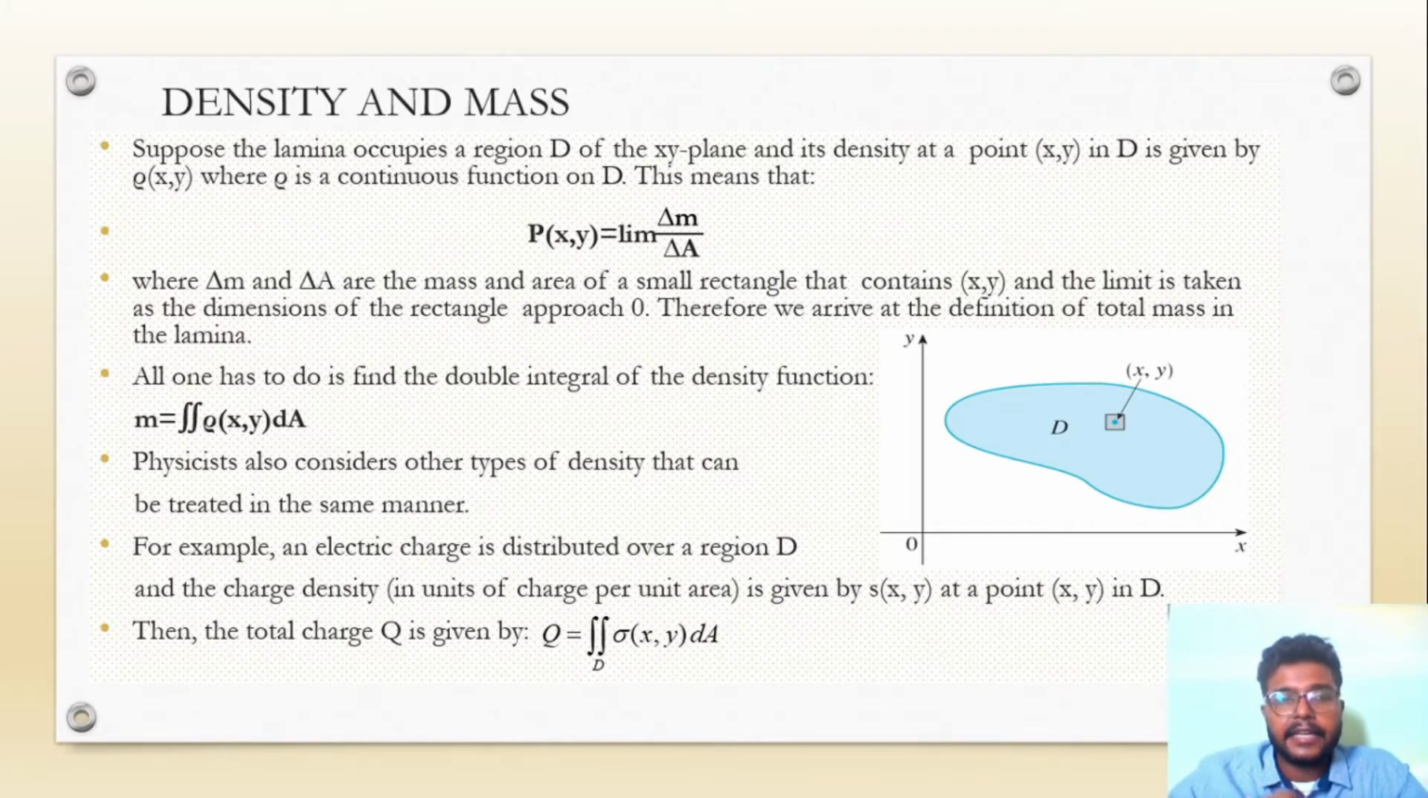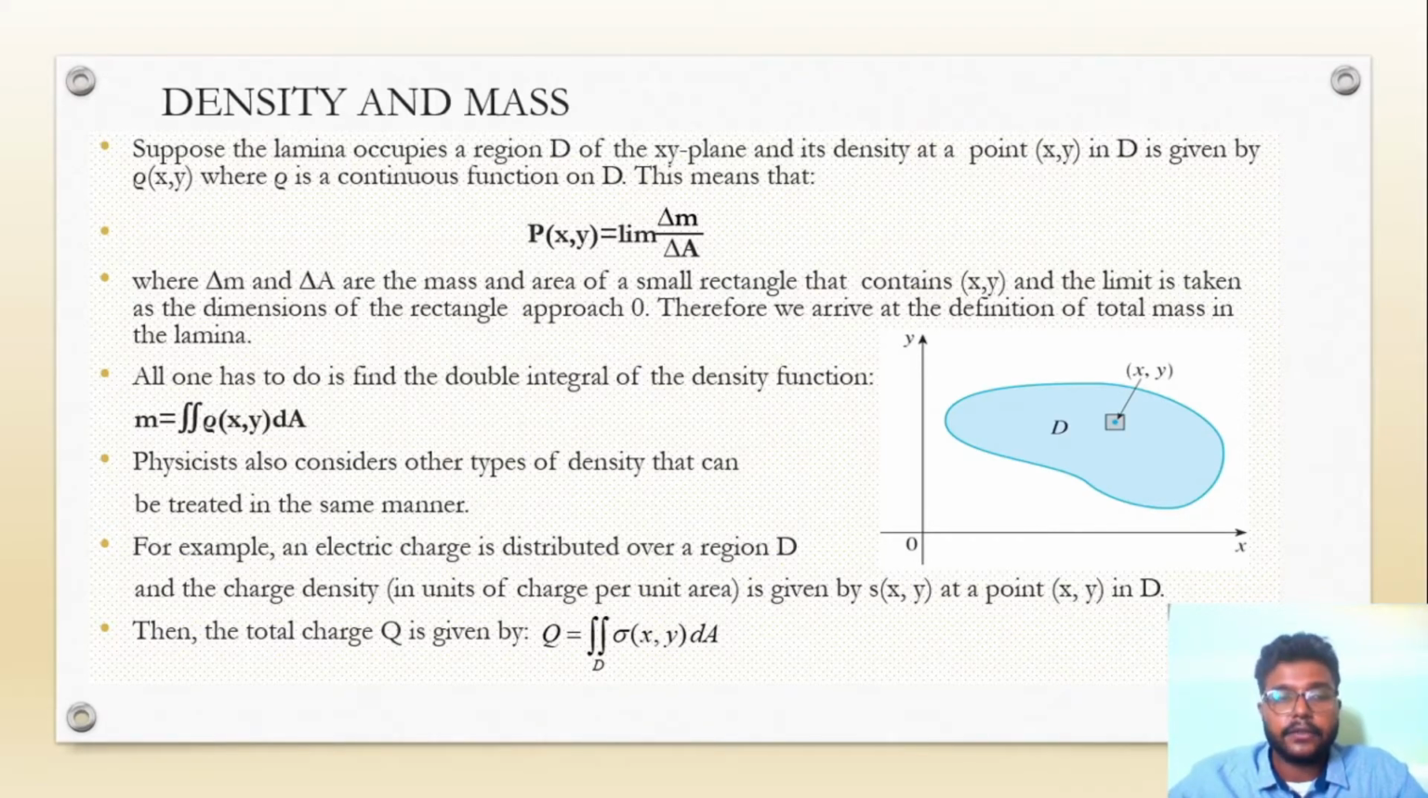So delta m and delta a are the mass and area of a small rectangle that contains the specified coordinate, and the limit is taken as the dimensions of the rectangle approach 0. Therefore, we arrive at the definition of total mass of the lamina. This is to find the total mass.